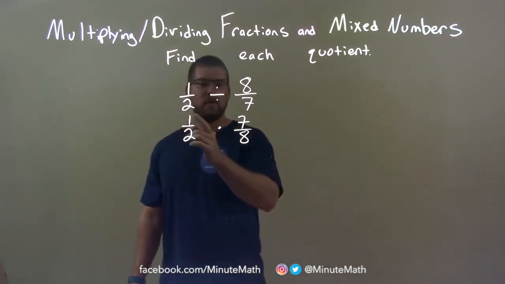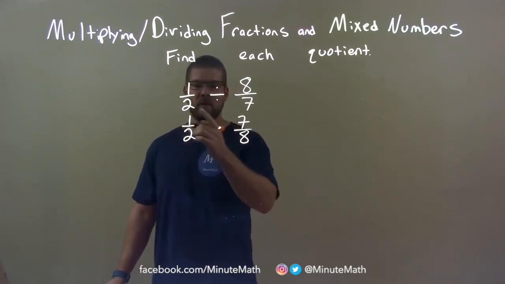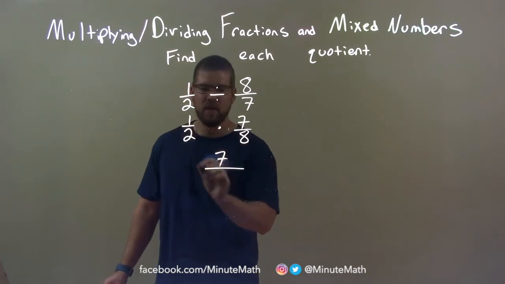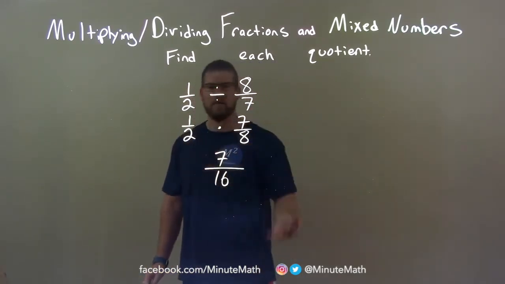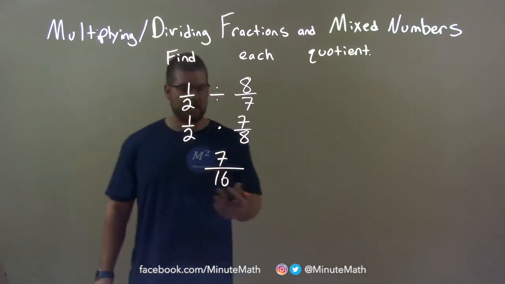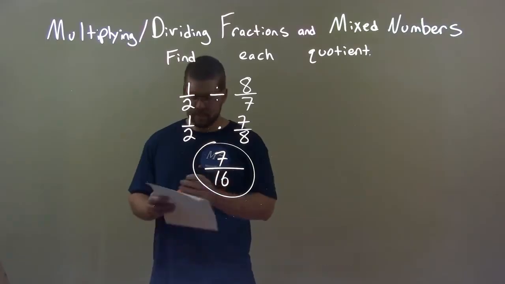All right, so now let's multiply these out. Multiply across the numerator, multiply across the denominator. 1 times 7, 7. 2 times 8, 16. 7 and 16 have no common factor. We can't simplify this in any way. So our final answer is just 7 over 16.